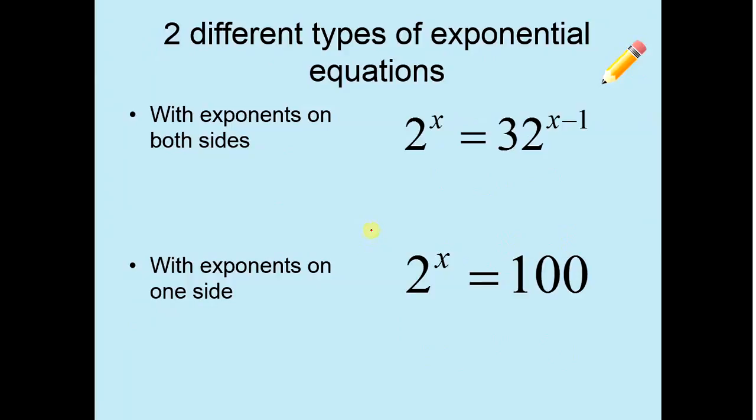So there's two different kinds of exponential equations that you may see. You'll see one with exponents on both sides, like this: 2 to the x equals 32 to the x minus 1. And then you'll see one with exponents on only one side, like 2 to the x equals 100. We're going to look at both of those and see how to solve each of them.